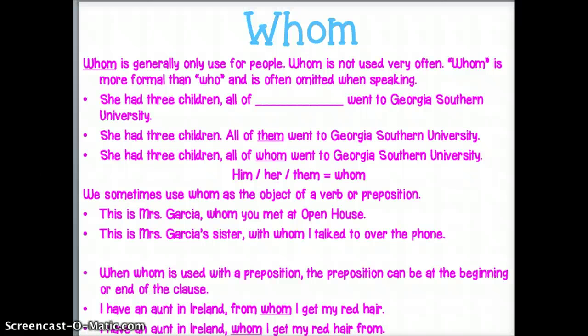An example is, she had 3 children. All of blank went to Georgia Southern University. She had 3 children. All of them went to Georgia Southern University. Or you could say, she had 3 children, all of whom went to Georgia Southern University. Him, her, and them are all equivalent or equal to using whom.